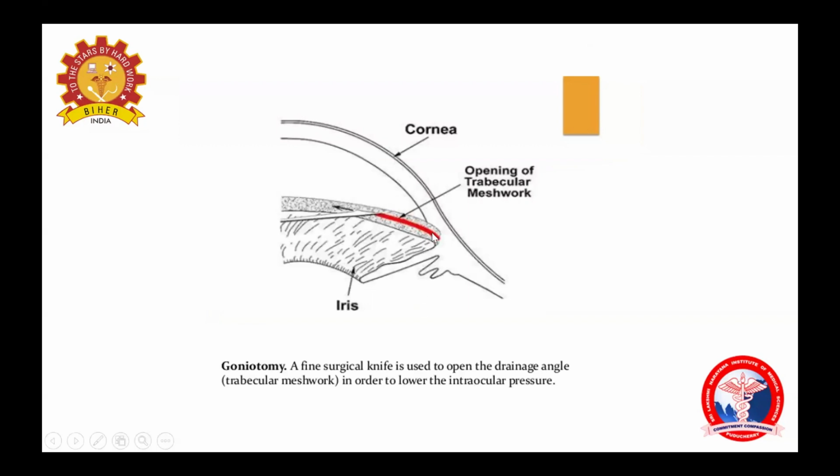So this is what it looks like. You see the cornea, you see the trabecular meshwork. An opening is made in the trabecular meshwork, and a surgical knife is used to make this particular slit, and it goes all the way around, thereby opening up the trabecular meshwork in order to lower the intraocular pressure.